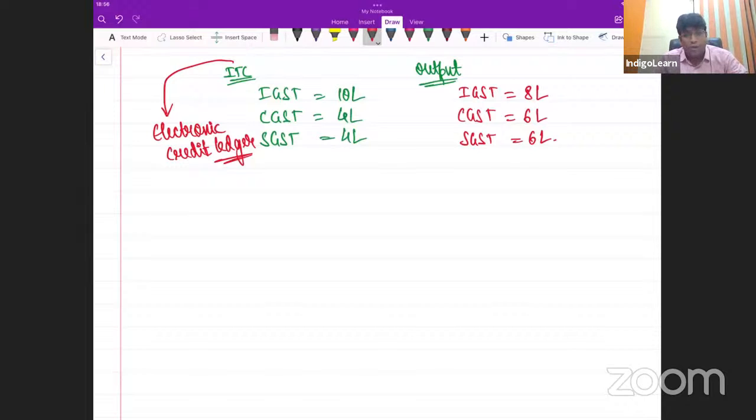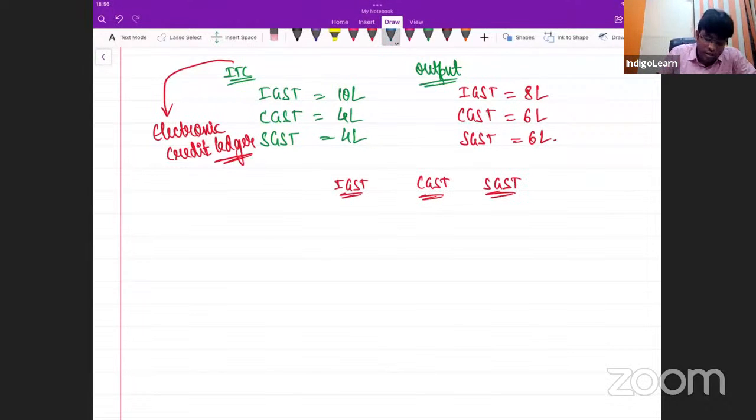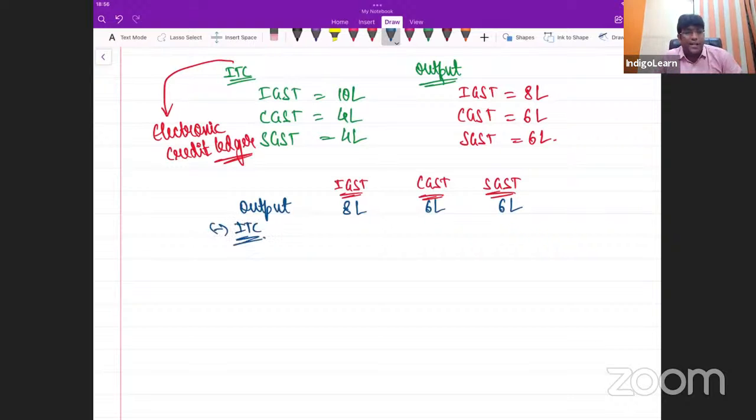Now, how will I calculate this question? Come on. IGST, CGST, SGST. What are my output figures? 8 lakhs, 6 lakhs, 6 lakhs. We have to reduce what? Input tax credit. First, what will I use? Without any second thought, first I have to use my entire IGST credit. Without using IGST credit, I cannot use CGST, SGST credit.